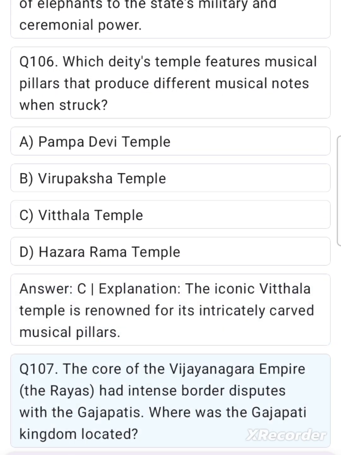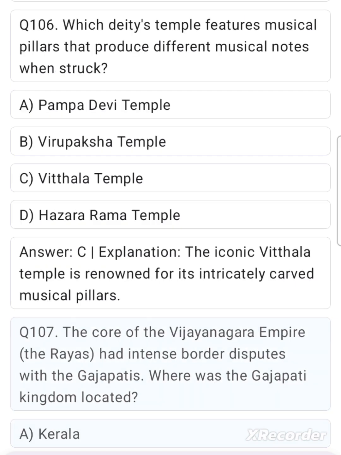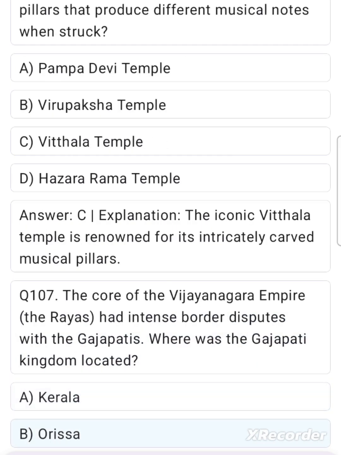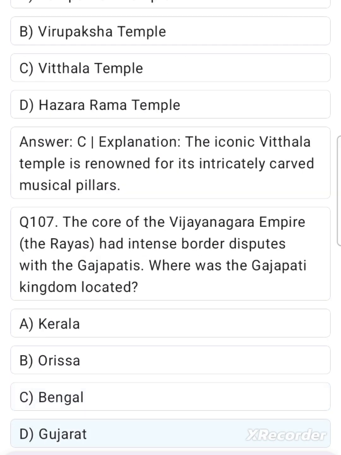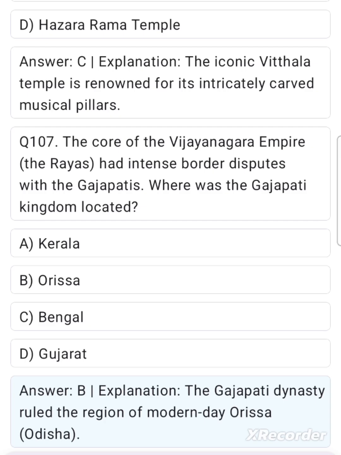Q107. The core of the Vijayanagara Empire, the Rayas, had intense border disputes with the Gajapatis. Where was the Gajapati kingdom located? A. Kerala. B. Orissa. C. Bengal. D. Gujarat. Answer. B. Explanation. The Gajapati dynasty ruled the region of modern-day Orissa.